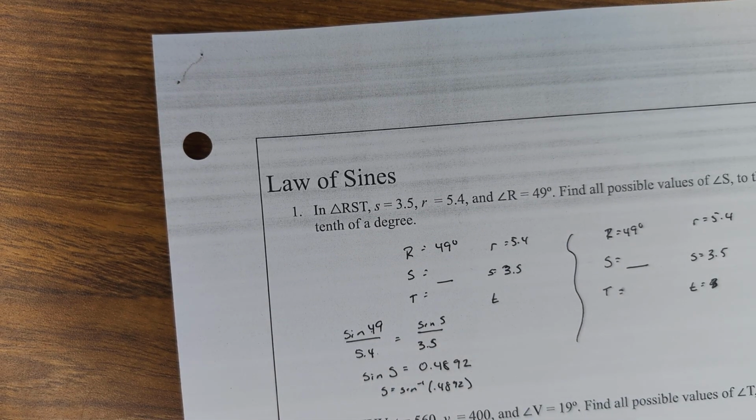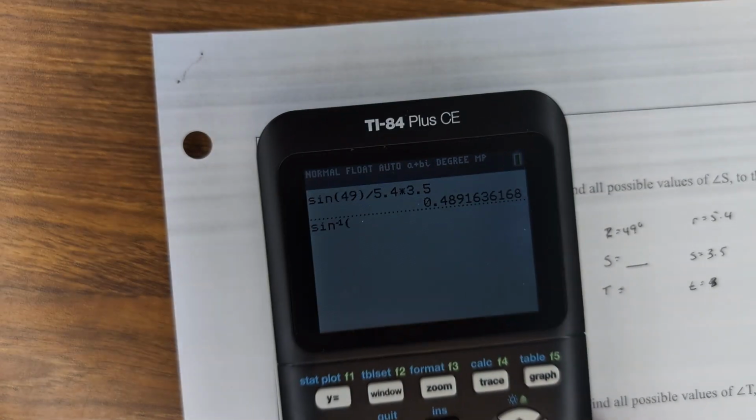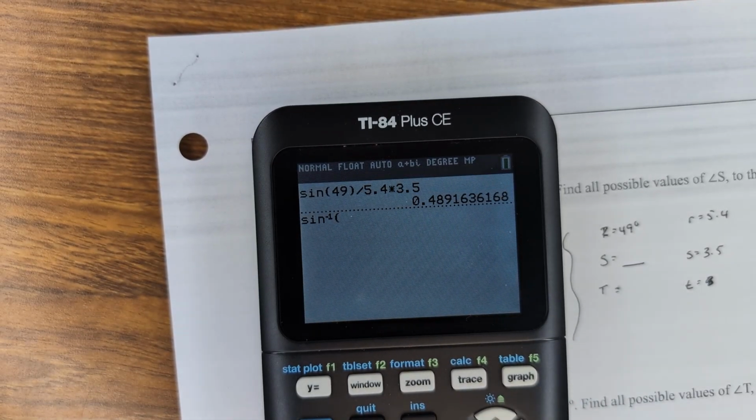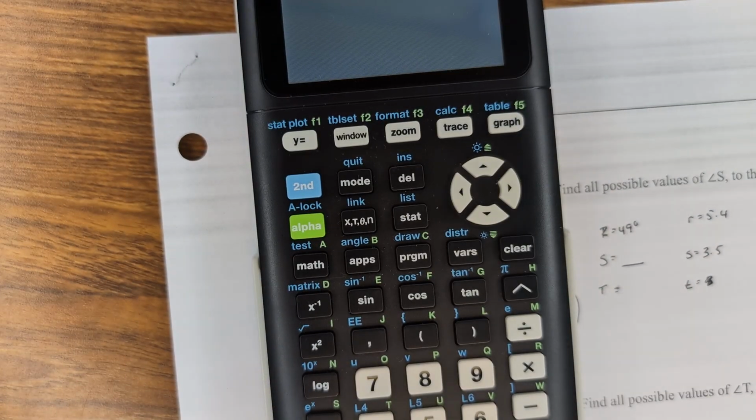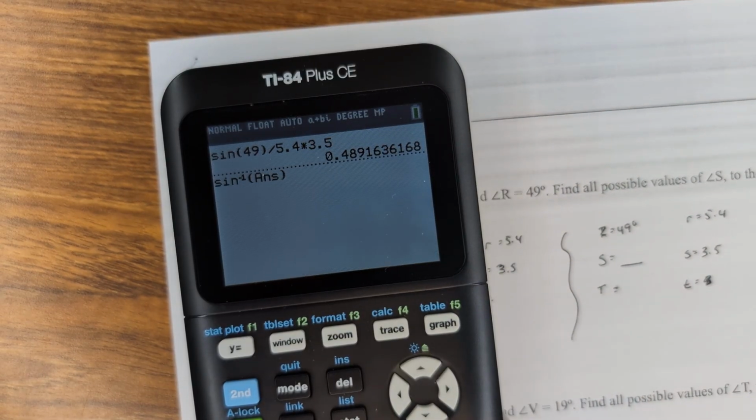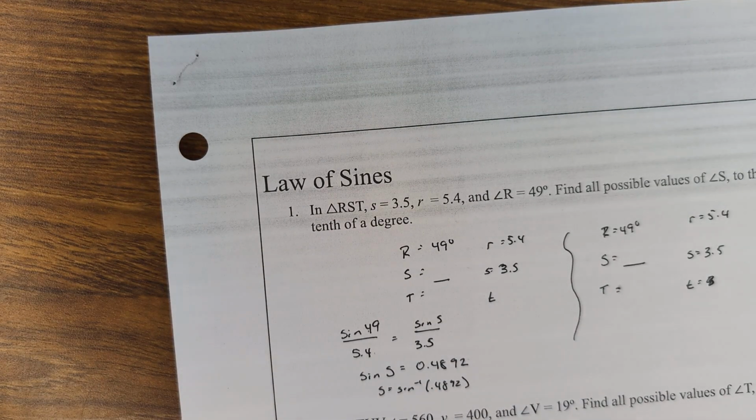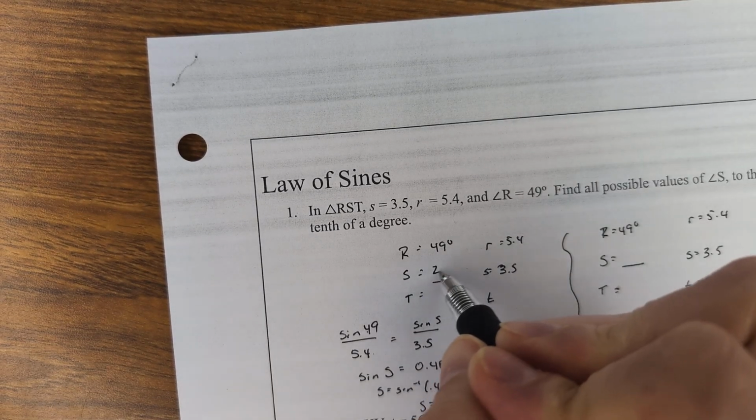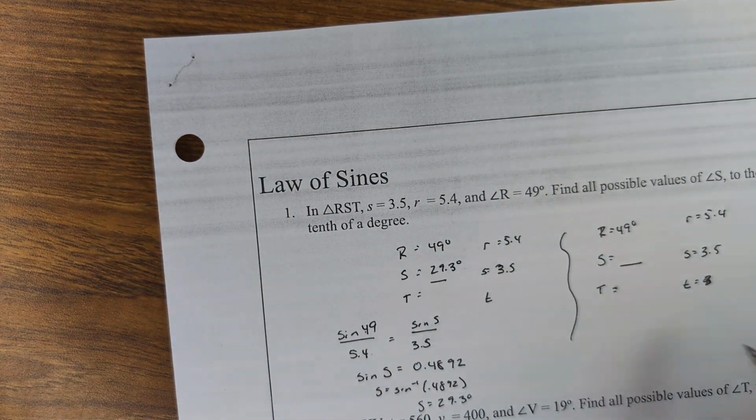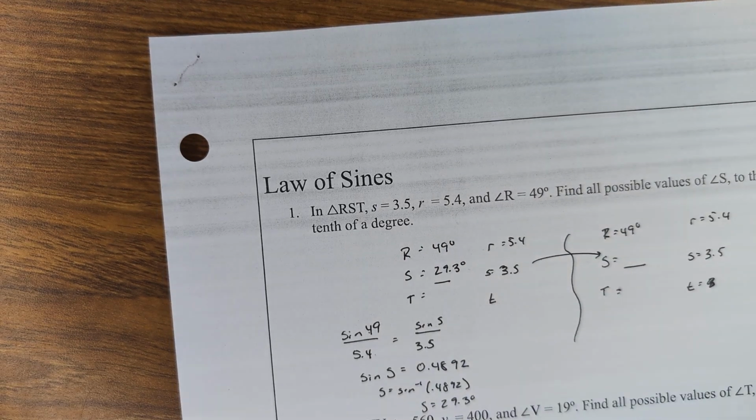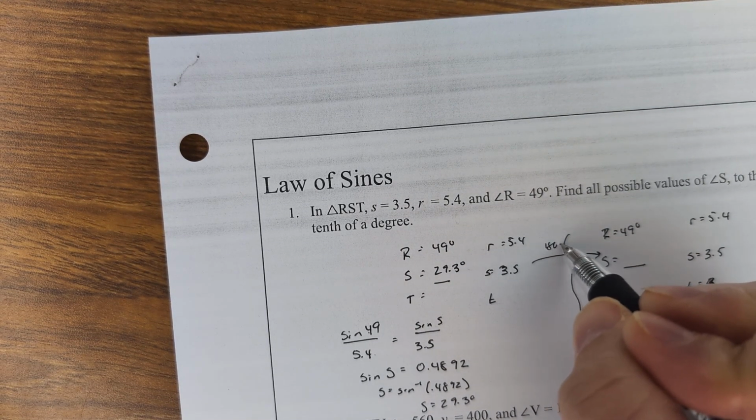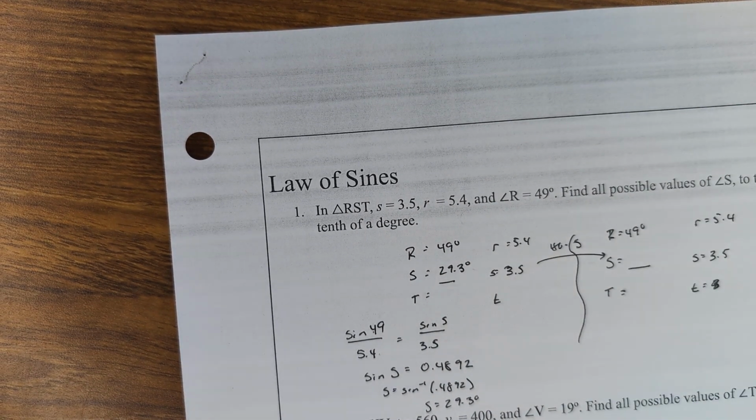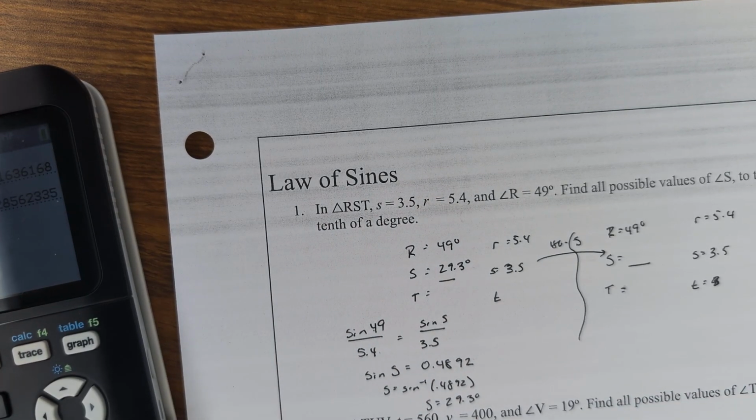It's a good idea, when you do this, to use inverse sine, and then use second and the negative key where it says ANS, and it'll just pull your previous answer. Then you don't have to worry about rounding errors. So 29.3 degrees. So our first angle is 29.3. The other possibility is going to be 180 minus whatever our first S value is. So 180 minus 29.3.